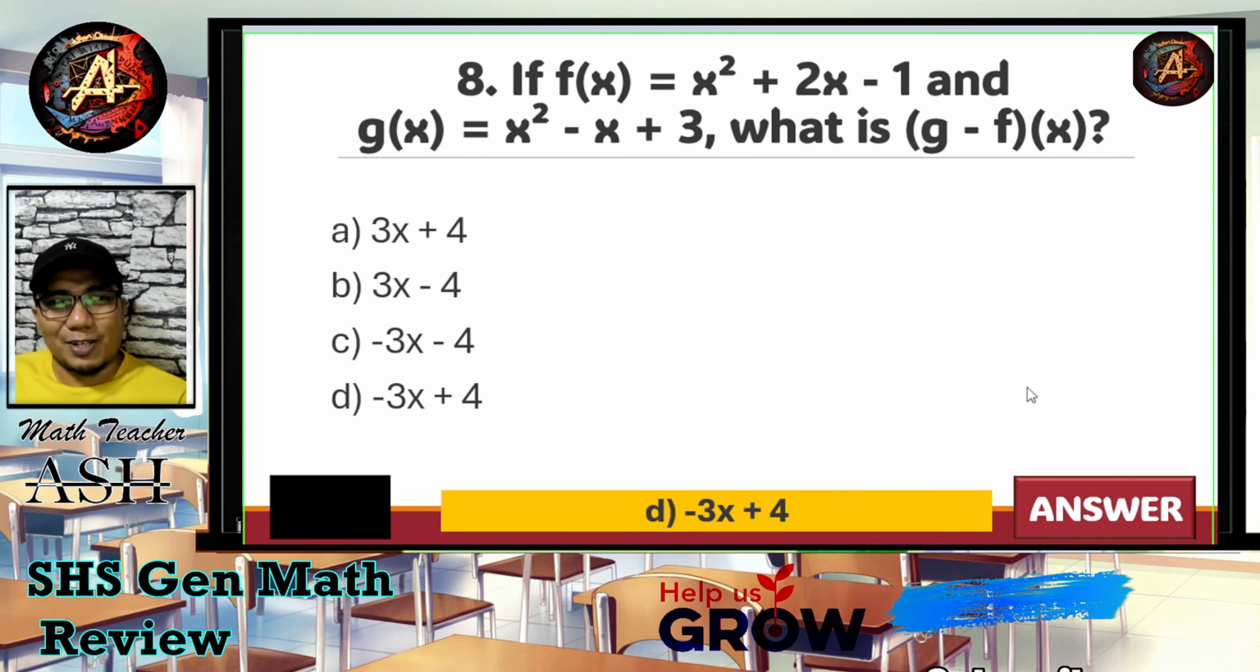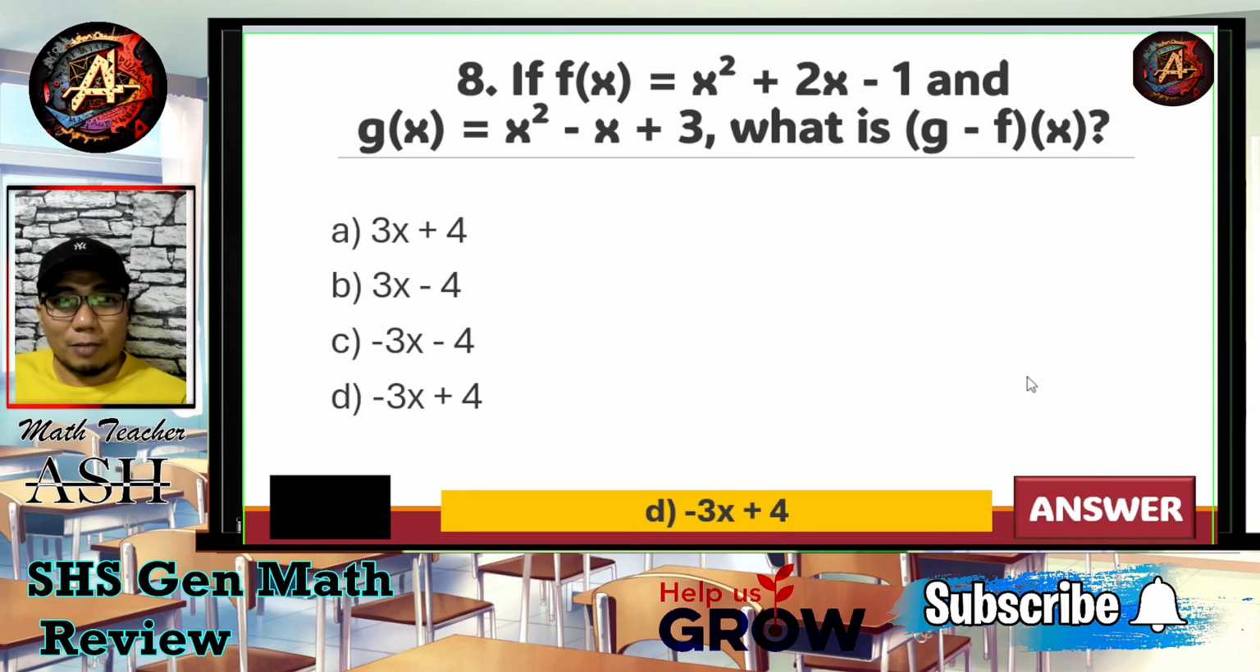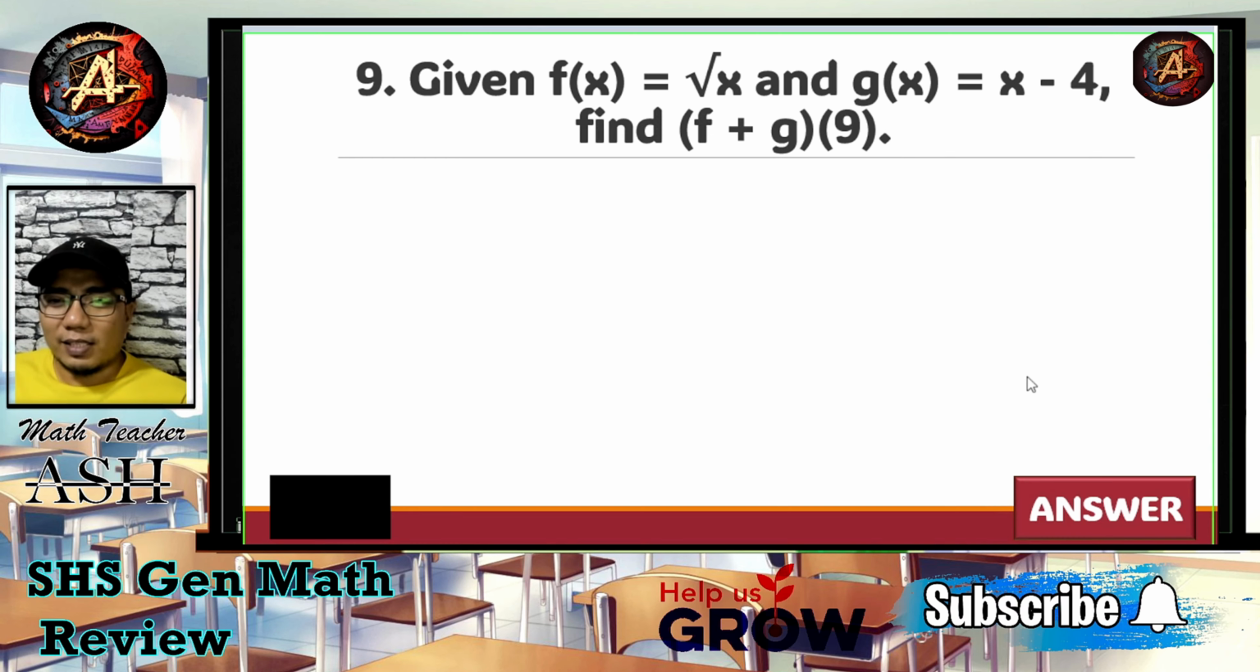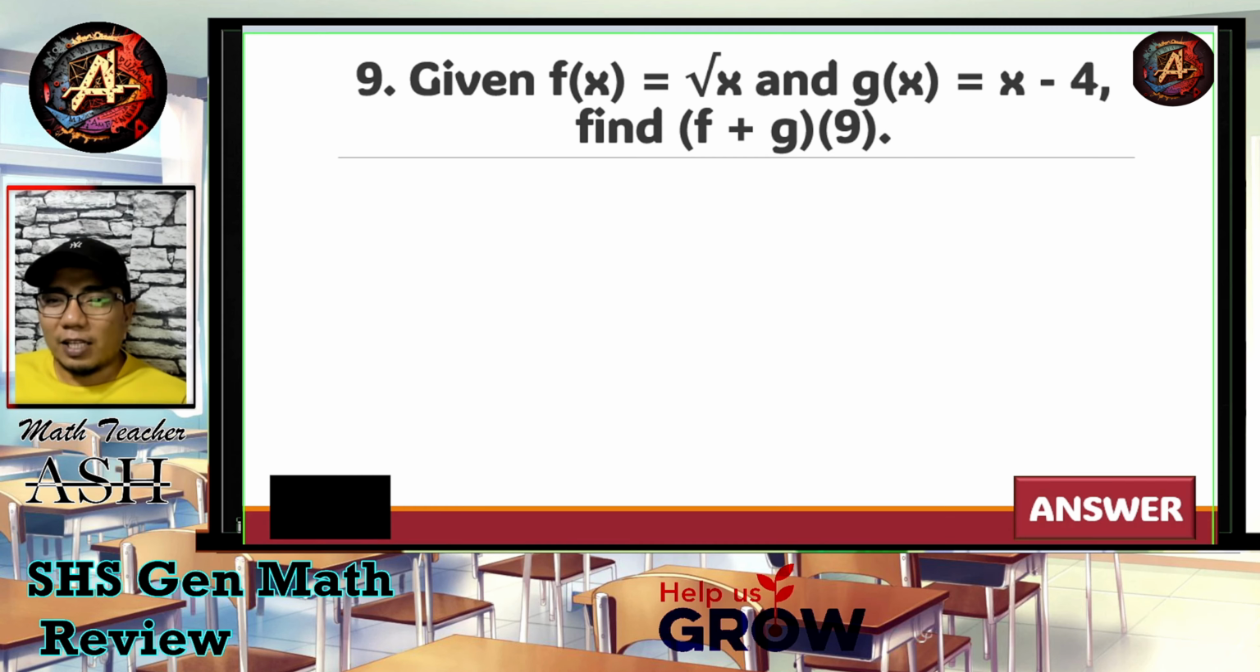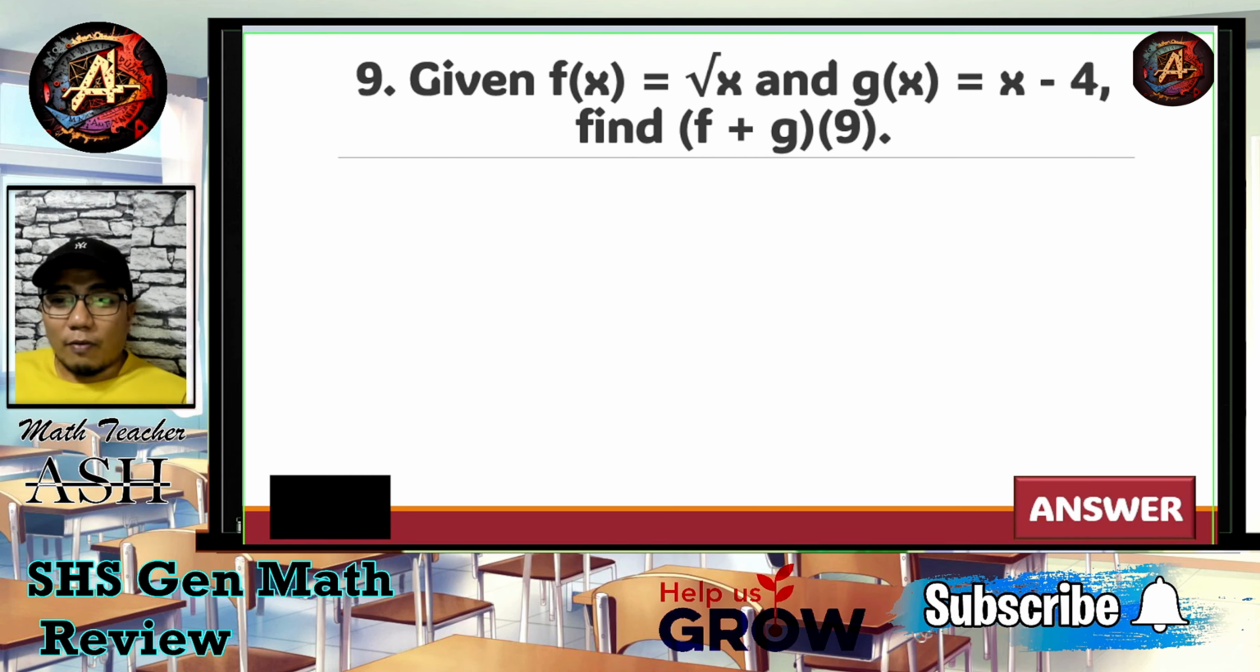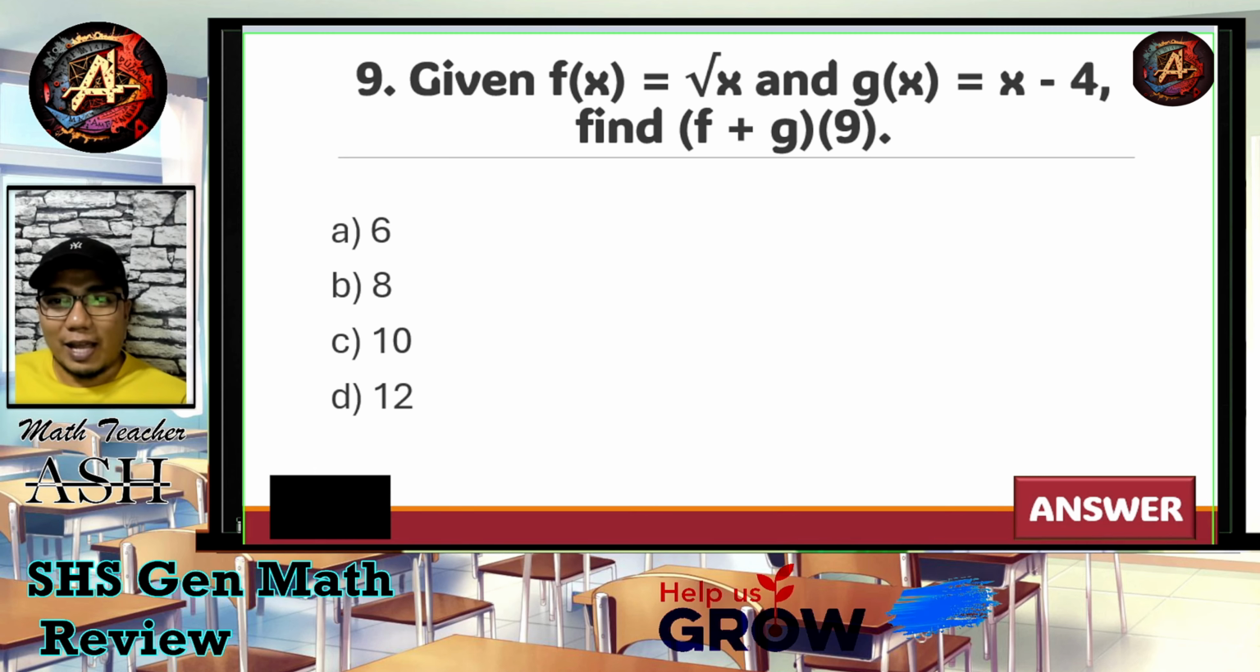Alright, my dear math learners. Now, let us go to question number 9. Given f of x is equal to square root of x and the g of x is equal to x minus 4, find f plus g of 9. Is it A, 6, B, 8, C, 10, or D, 12? I'll give you 5 seconds to think about your answer.